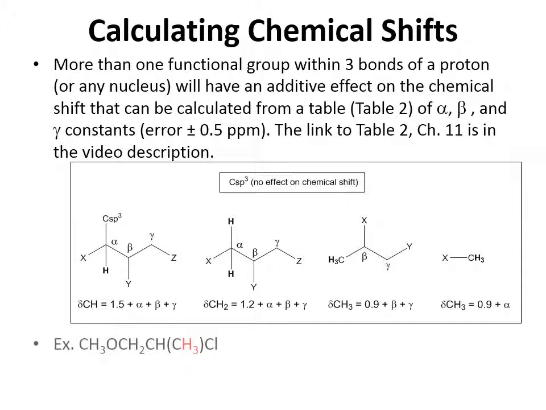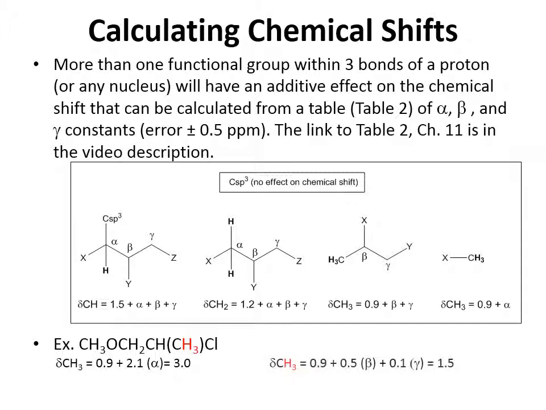So for example, let's take a look at the formula CH3O, CH2CH, parentheses, CH3Cl. So this, of course, is a condensed formula, which you read from left to right. If you want to calculate the chemical shift of the CH3 that's in black, that has only one group attached to it, that's the oxygen, and thus you can just use 0.9 plus alpha, and in Table 2 that alpha value would be 2.1. So we would estimate that this chemical shift for that CH3 group would be 3.0.